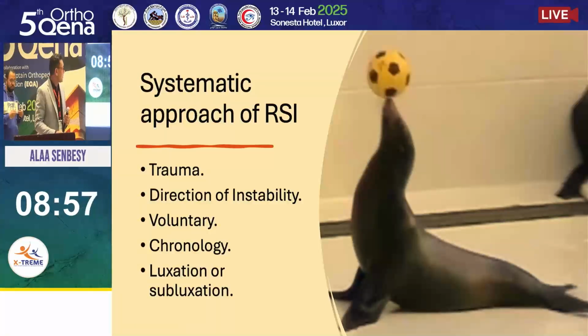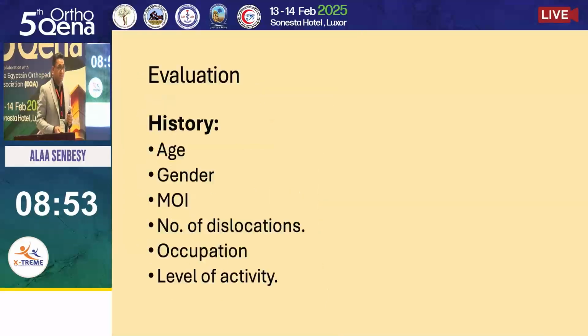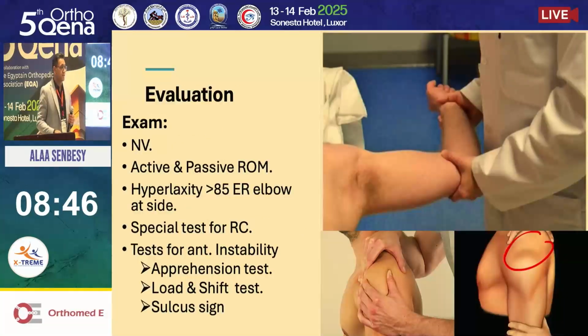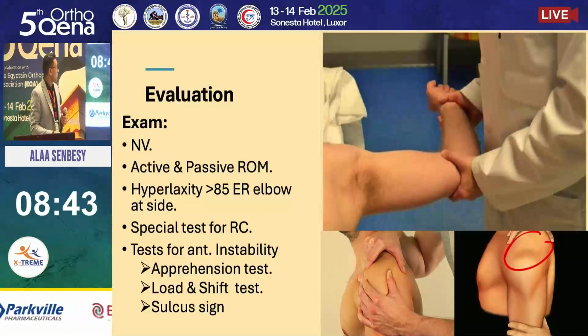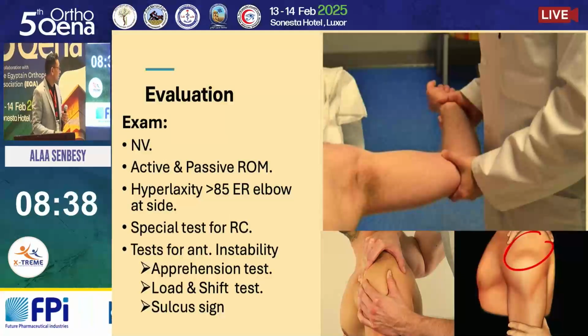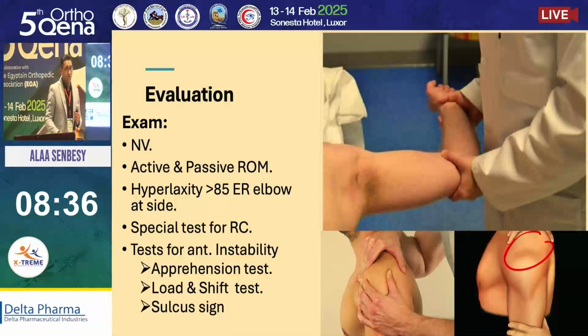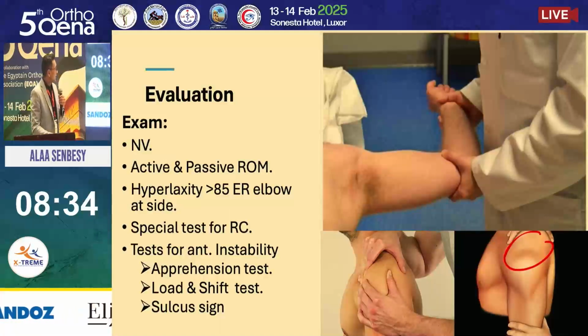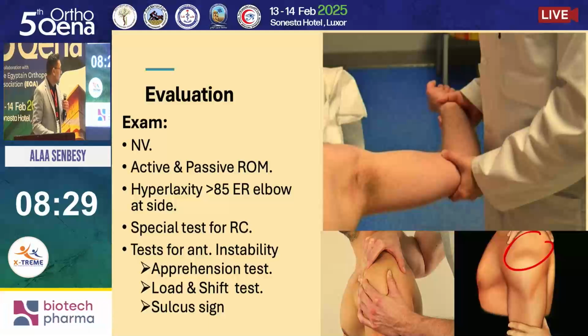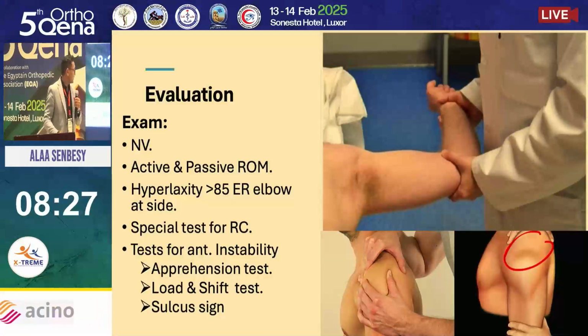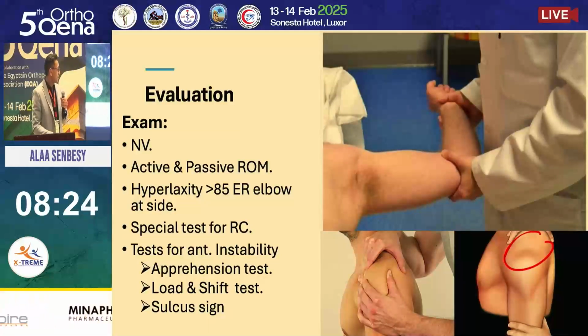Systematically, we have to ask about the trauma, direction of instability, voluntary or not, since how long, and luxation and subluxation. We have to evaluate the patient regarding age, gender, mechanism of injury, number of dislocations, occupation, and level of activity. The most important point in evaluation is examination. We have to examine the patient neurovascularly, range of motion, passive and active, and hyperlaxity in the shoulder. A hyperlax patient means external rotation with the elbow at the side of more than 85 degrees. We have to test the rotator cuff, and we must do special tests for anterior stability.